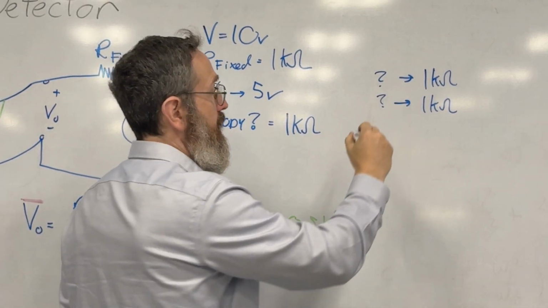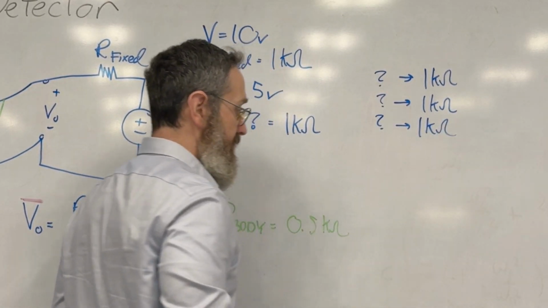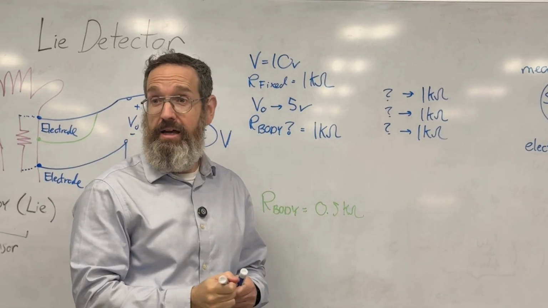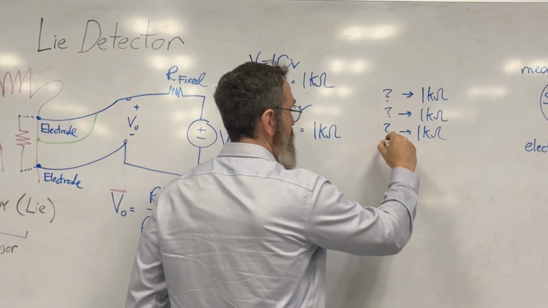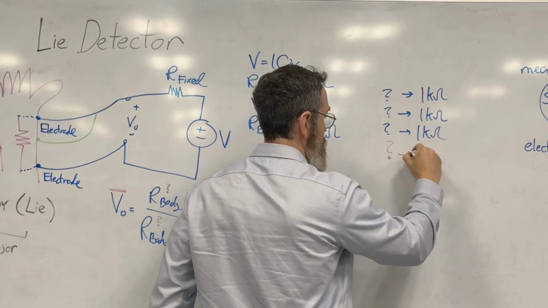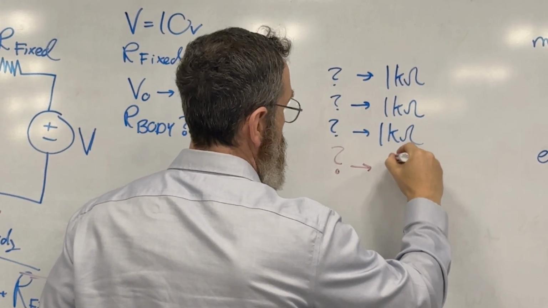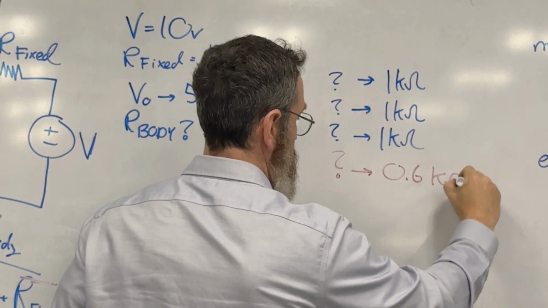Do you go to school? 1 kilo ohm, right? And then you get to the question that you're interested in. And that question is, did you take my candy bar? So now you ask this question, I'll put it in red, and now you see 0.6 kilo ohms.